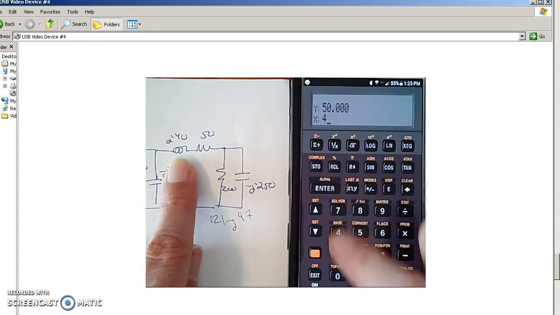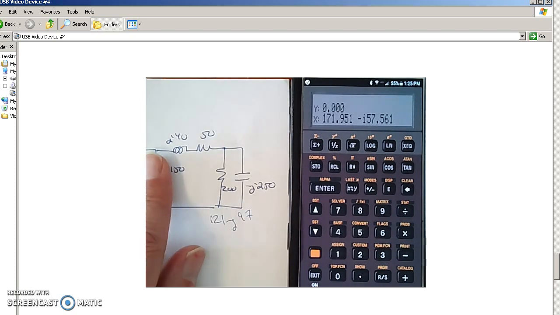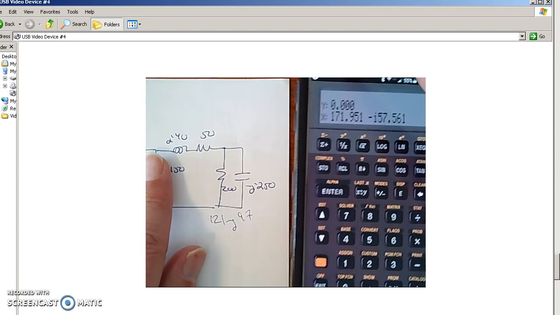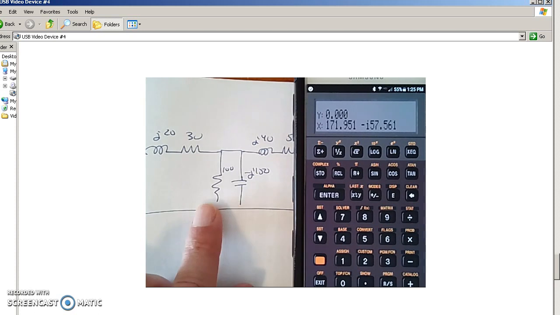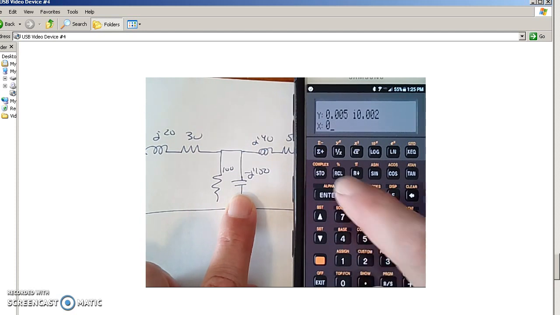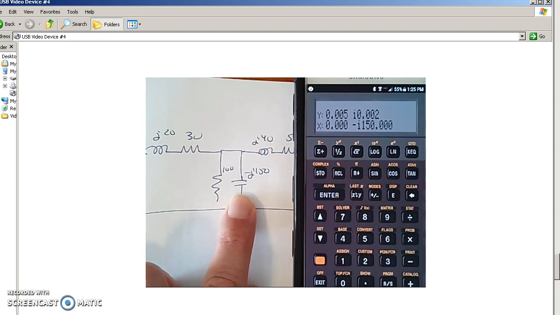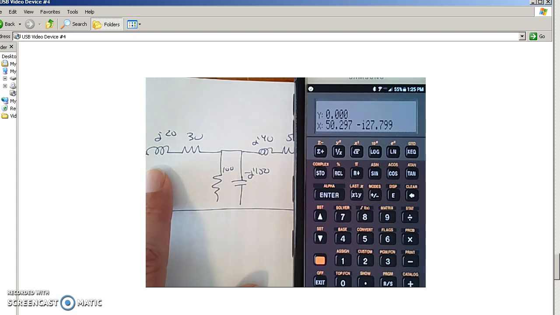Take 50, enter 40, complex, there's 50 plus j40, add those together. I'm now at 171 minus j57 ohms. That's in parallel with minus j150 and in parallel with 100. So take 1 over R1, put that in parallel with minus j150: 0, enter 150, negative, complex. Inverse, add that together. In parallel with 100, 100 inverse, that's 50 minus j27 ohms. Now add 30 plus j20. Voila, there's the answer: 80 minus j7 ohms.